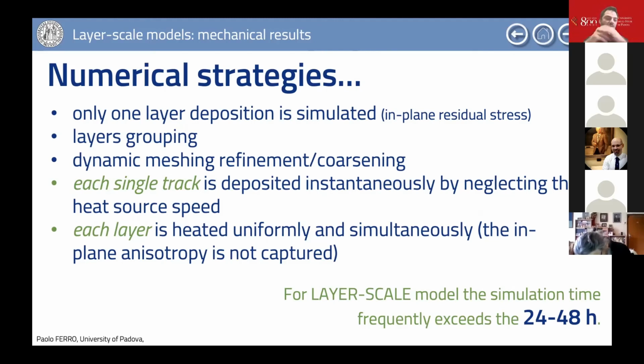And of course, we have the possibility to simulate the deposition of a single layer simultaneously, in this case without considering the effect of the scan strategy used for the deposition of this layer, of course.